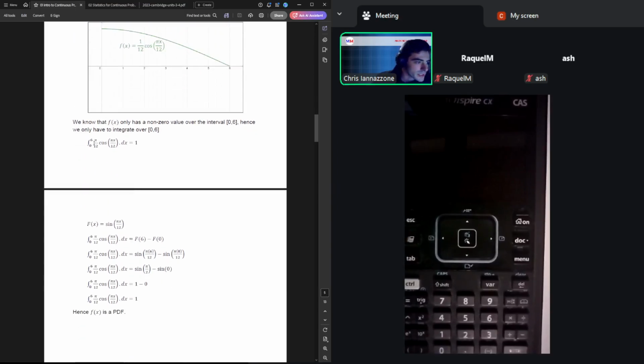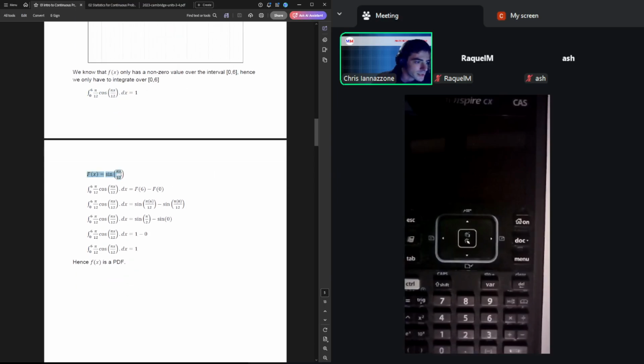So if we were to do this tech-free, first of course we have to anti-differentiate the function on the inside, getting us our capital F of x, and then finally doing the capital F of top minus capital F of bottom.